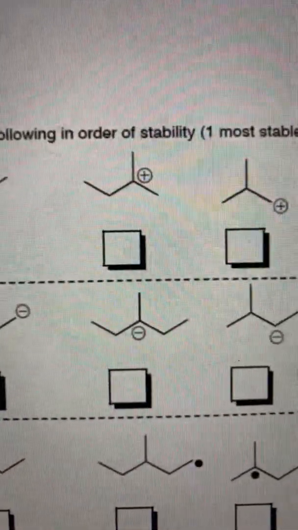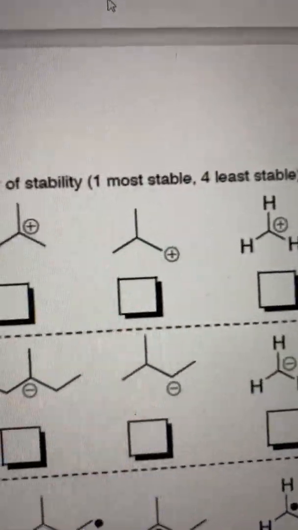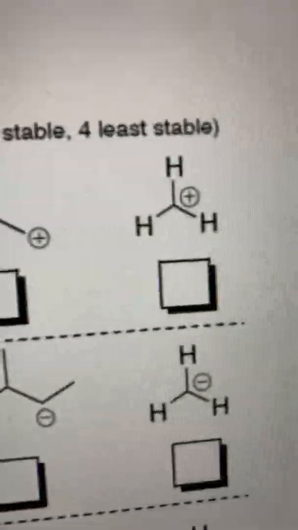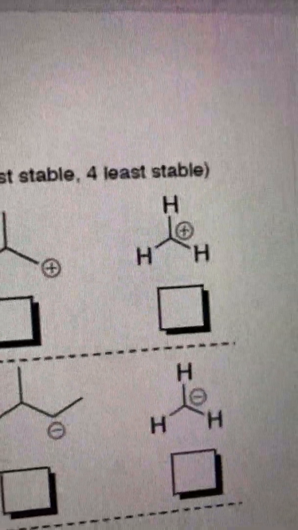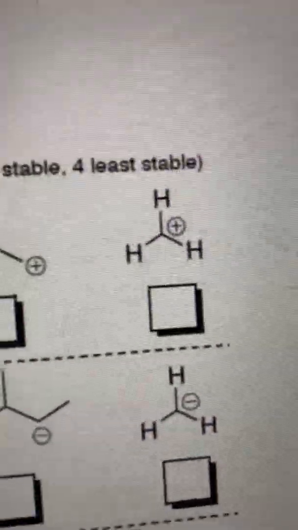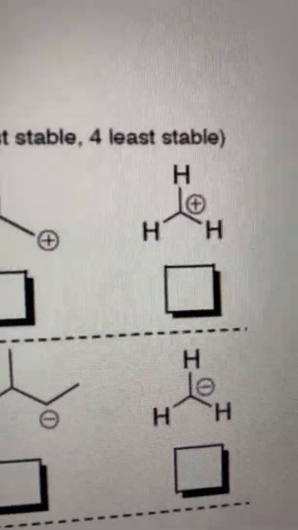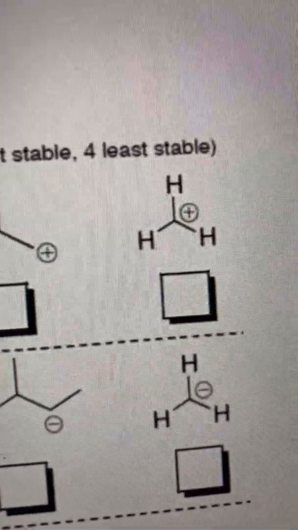This one is a tertiary carbon, so it's going to be the most stable. This one is a primary carbon, so this one is going to be the third most stable. And then this one, when I initially did it, I did not perceive this correctly. I thought those were methyl groups, the H's, but in reality, there are no substituents on this carbon. So this carbon is the least stable.